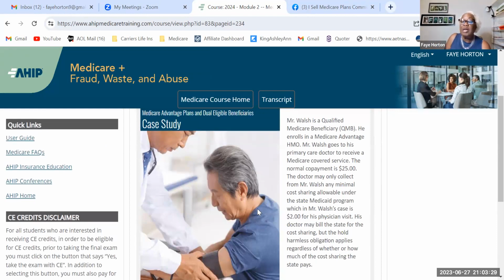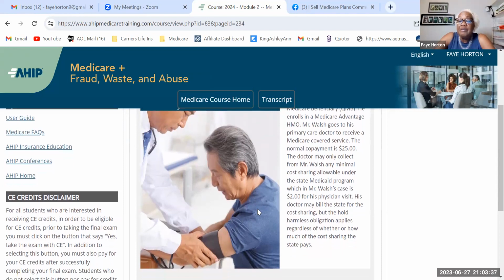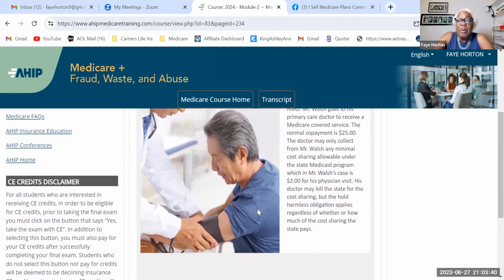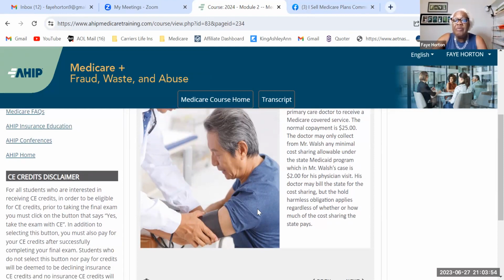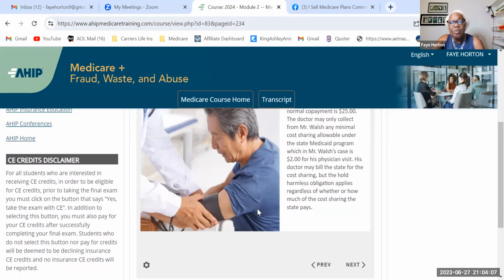Here's a case study. Mr. Walsh is a QMB. He enrolls in a Medicare Advantage plan. He goes to his primary care doctor to receive a Medicare covered service. The normal payment is $25. The doctor may only collect from Mr. Walsh any minimal cost sharing allowable under the state Medicaid program, which in Mr. Walsh's case is $25. His doctor may bill the state for the cost sharing, but the hold harmless obligation applies regardless of whether or how much of the cost sharing the state would pay.